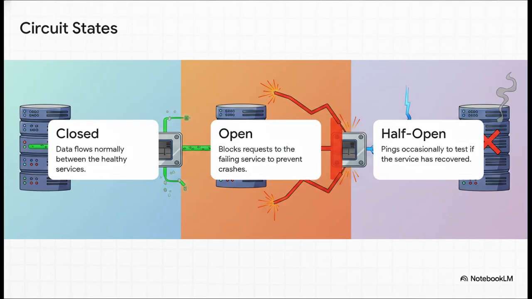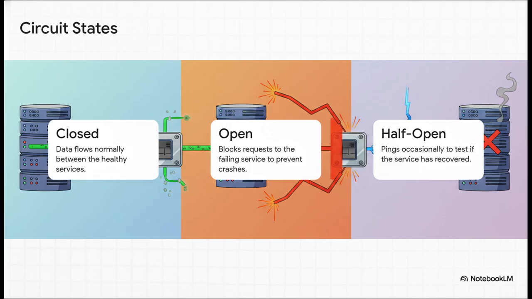To stop this bleeding, engineers use the circuit breaker pattern. Think of the actual electrical circuit breaker in your house. Instead of services talking directly to each other, they communicate through this smart proxy layer. It operates in 3 mechanical states.